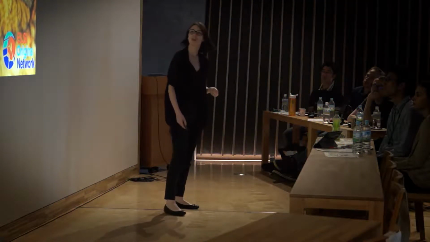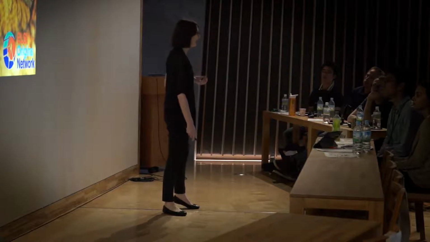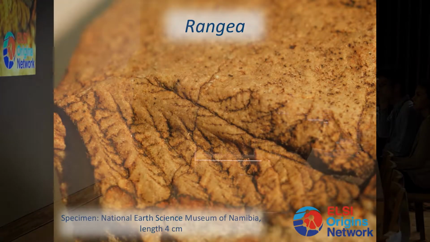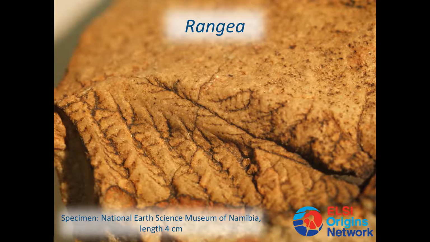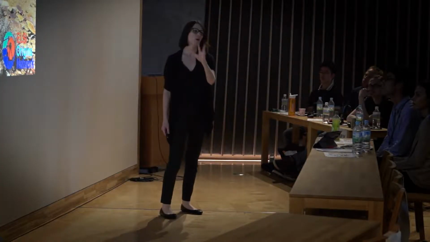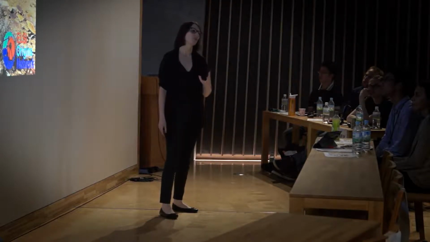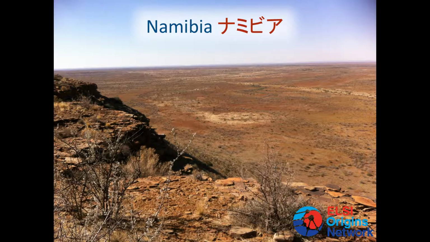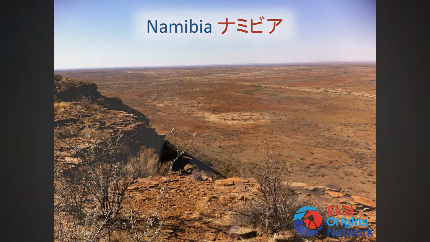Rangiomorphs are named after a fossil called Rangea, which you can see in this example here with exceptionally preserved branches. Rangea was discovered in Namibia, Africa, in the early 20th century, among the rocks of this beautiful but dry landscape. Geologically, these fossils from Namibia are among the younger members of the Ediacaran biota.